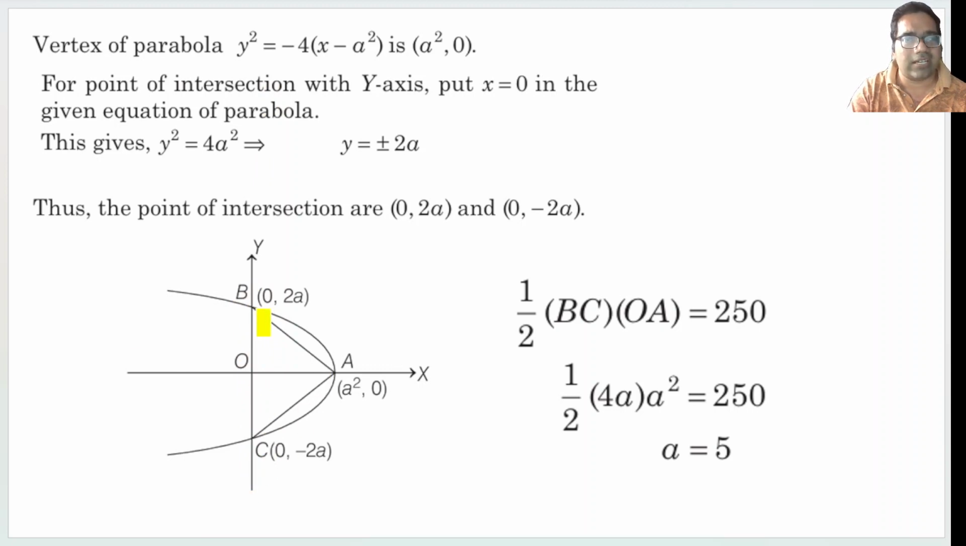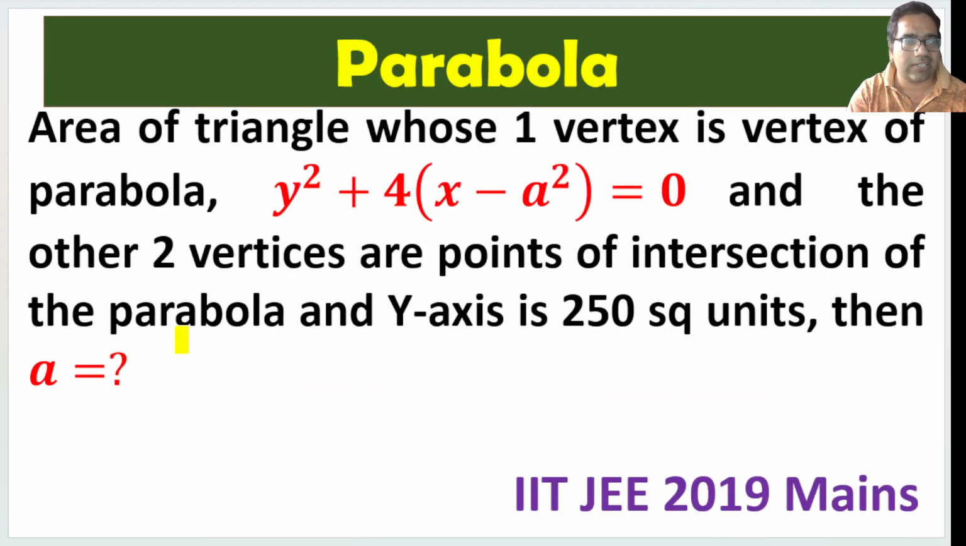Now what is the area of this triangle? Obviously, OA is the altitude and BC is the base. What is BC? OB is 2a and OC, in magnitude, is also 2a. So the total length will be 2a plus 2a, which is 4a. The area is half into base into height, so half into 4a into a square. That is the area of this triangle, and it equals 250, which is already given in the problem.